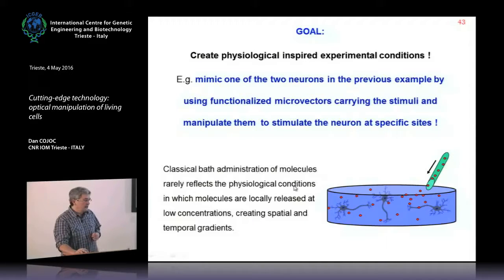In classical bulk administrations that you use in most cases in the lab to change the chemical condition of the cell, you pipette molecules that diffuse around, get to the cells, and then you look at the reaction of some cells that you consider good, that show what is expected. In any case, this situation does not reflect the physiological conditions, where gradients are very important.